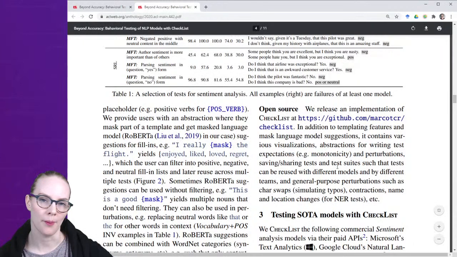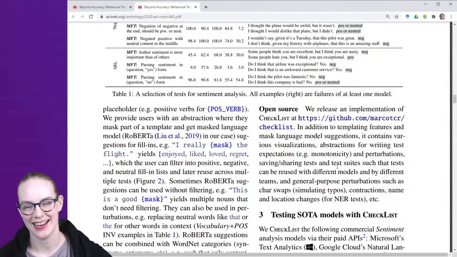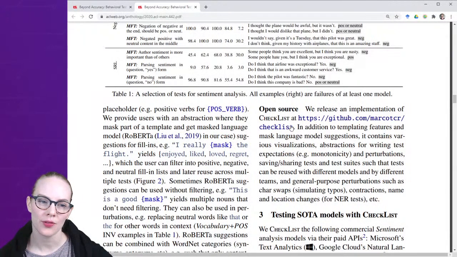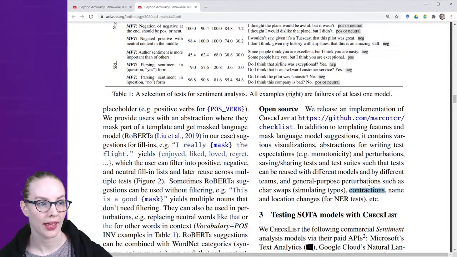So instead of T-E-H, T-H-E, you switch the E and the H, which is the incorrect spelling of the. Although I don't think it is anymore, but at some point in the past, that particular incorrect spelling of the had some social meaning. Contractions, so I cannot to I can't, name and location changes, etc.